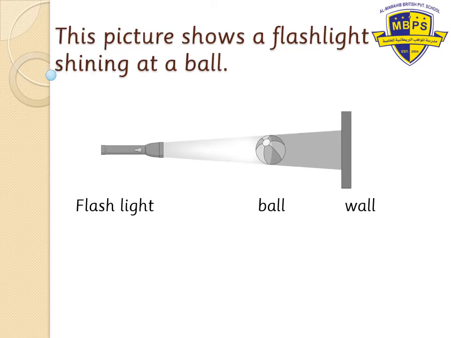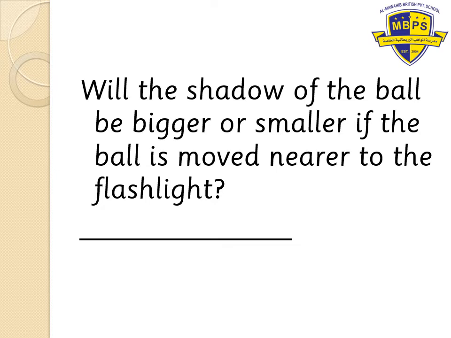We will have this question now, and we want to answer about this ball. This picture shows a flashlight shining at a ball. So I have the flashlight as a light source. I have the ball as the blocked light. Then I will have the wall to receive our shadows. Look carefully at this one, and we will have questions about this picture. Now we want to think.